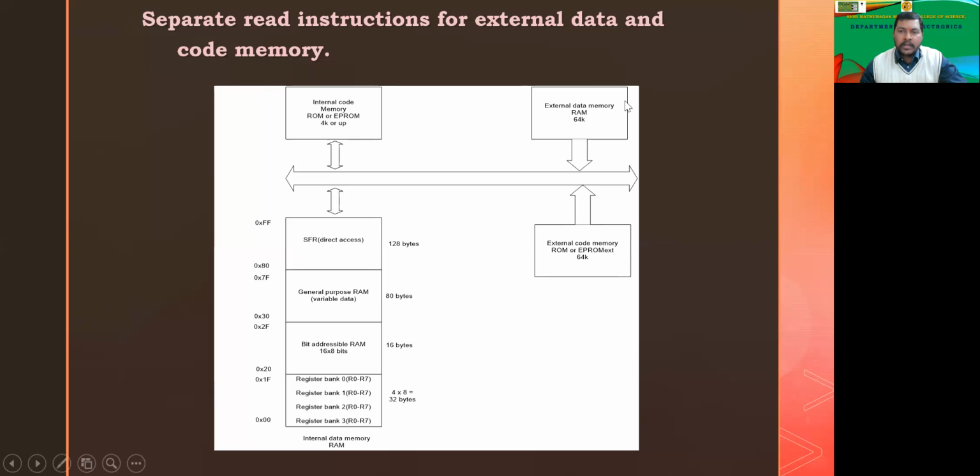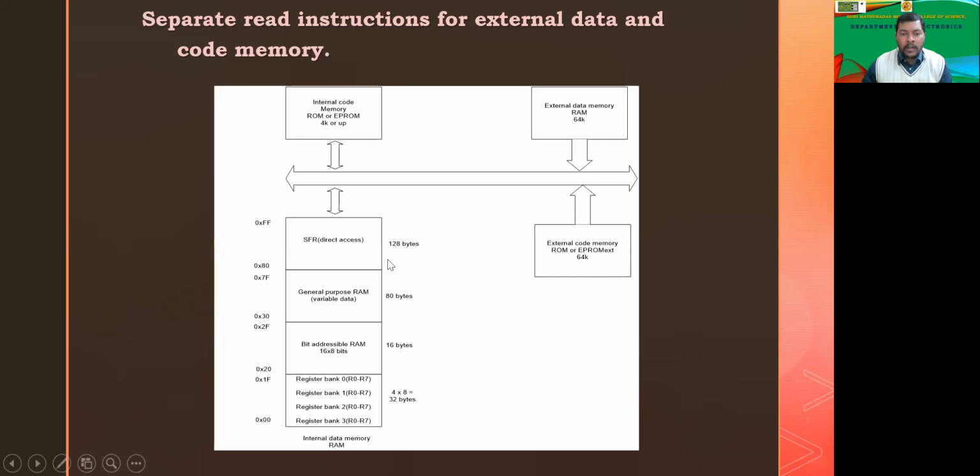Then we are having external data memory RAM, which is around 64 kilobytes. Now this is external, so it can be used externally also. Inside also we are having that. So we are having external code memory ROM or EEPROM of about 64 kilobytes. So that can be attached to the microcontroller.